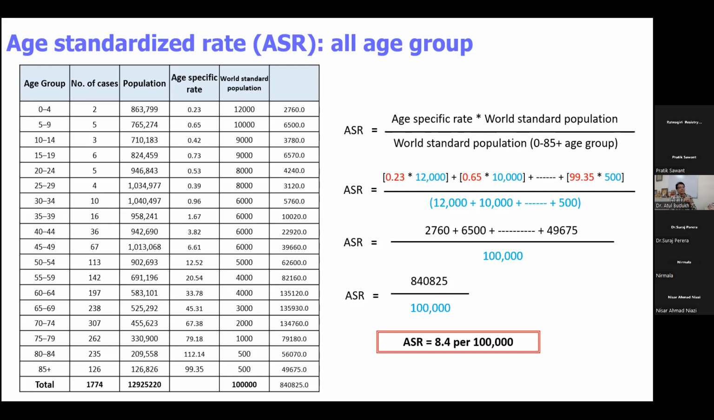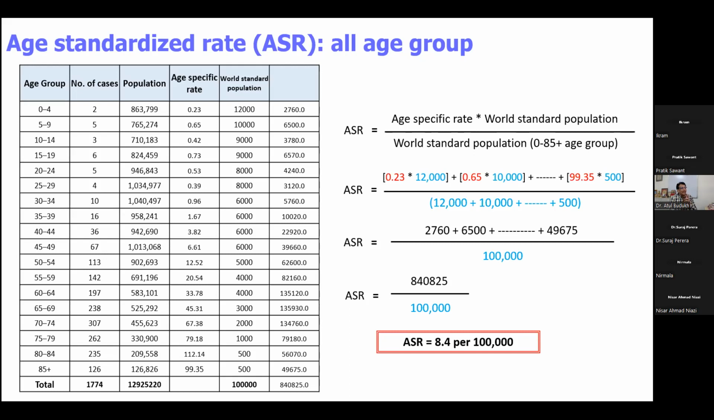Any question on this? It is quite complicated to understand. So your concept should be clear. Yes, sir. From Afghanistan, we have a concept like this: the age specific rate, when multiplied by the world standard population, gives the age standardized rate. But we don't have a clear concept of the difference between age specific rate and age standardized rate.